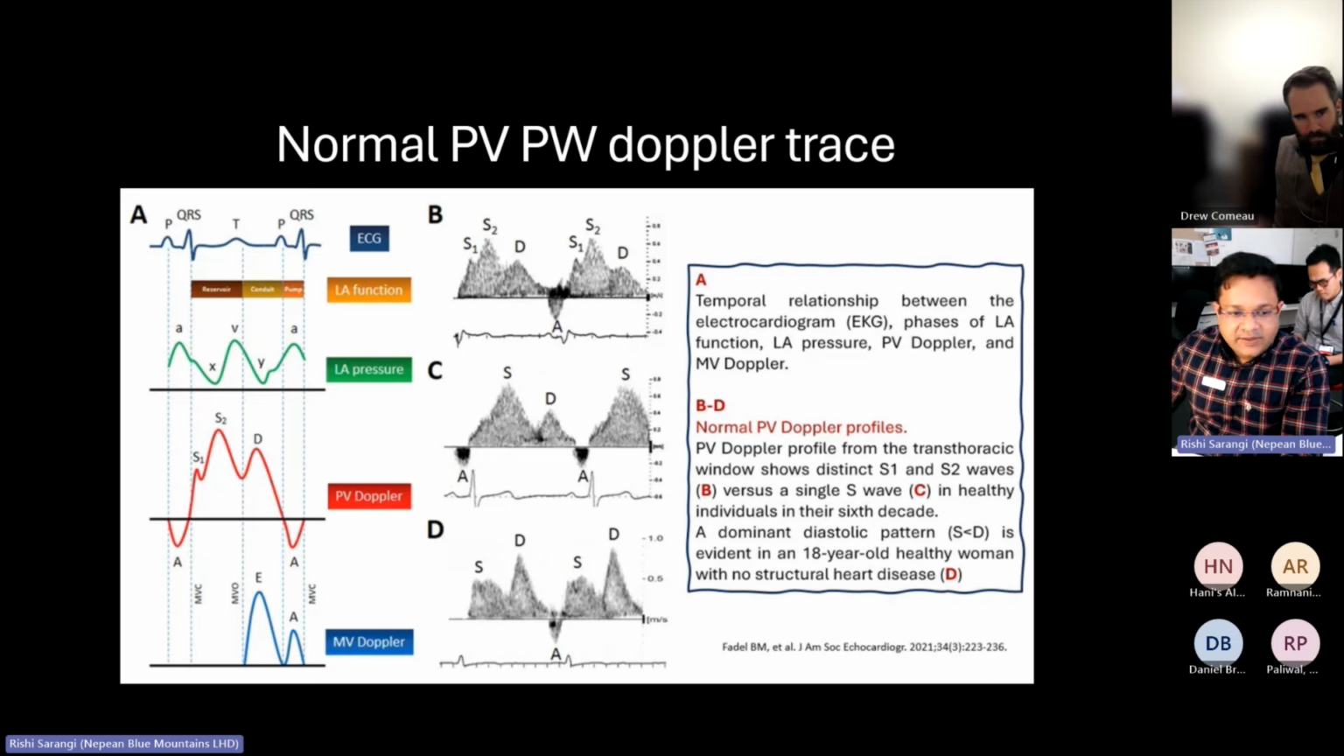Following the P wave is the A reversal, and this corresponds to the pump function of the left atrium. I'll be telling you a bit more about it, and what the usual measurements are. Now, in normal healthy adults more than 40 years, usually the S waveform is less than the D waveform. However, in a young, fit person, you can still get the S wave less than the D wave, as shown in this figure of an 18-year-old healthy woman with no structural heart disease.